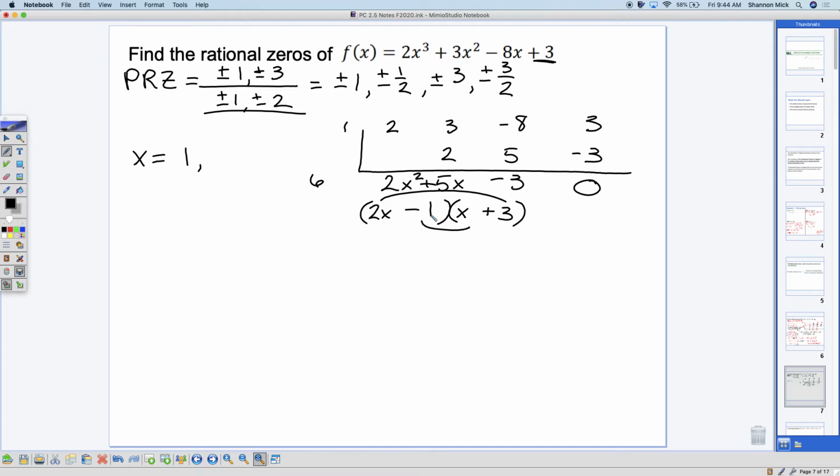Set those equal to 0. So x equals negative 3, and 1/2, and 1/2. Because you add 1, divide by 2?